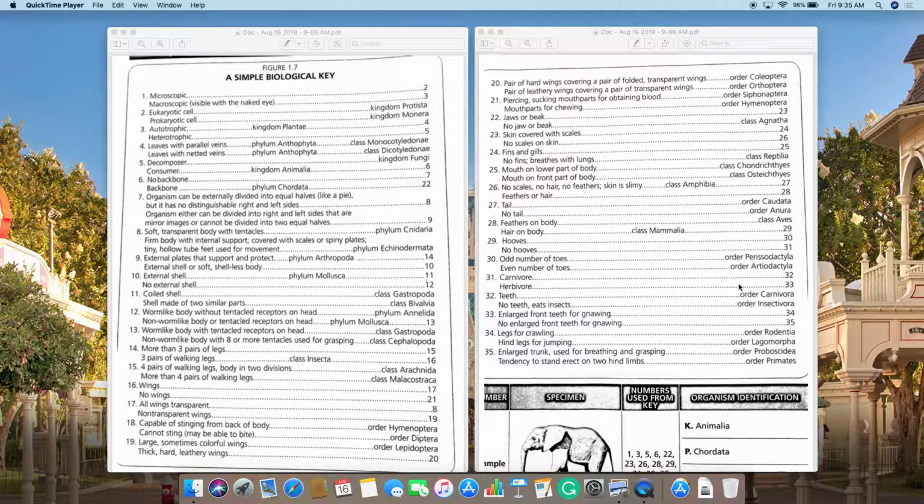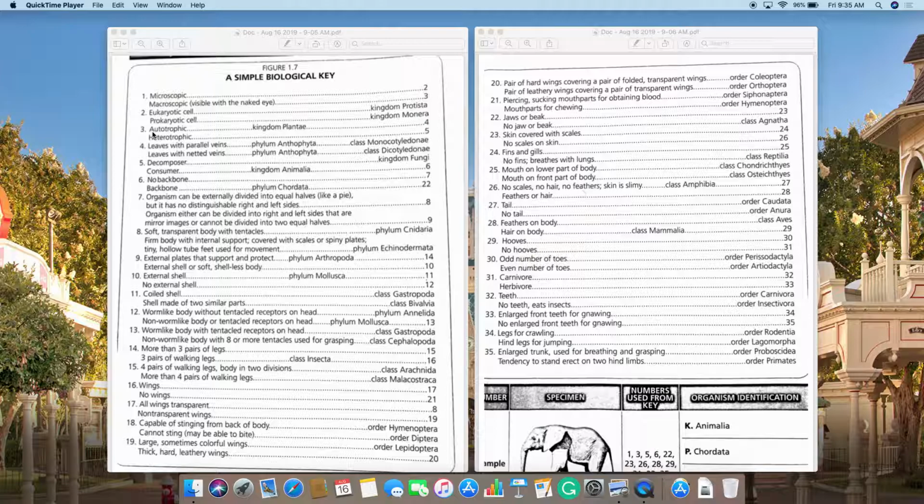He's number 2. In our biological key, you're always going to classify anything that would fit on that biological key as number 1. So just write the number 1 under your numbers used from key. And then let's look at number 1. Is the chipmunk microscopic or macroscopic? Well, obviously he's macroscopic. We can see him without a microscope. So write a number 3 and then jump down here to number 3.